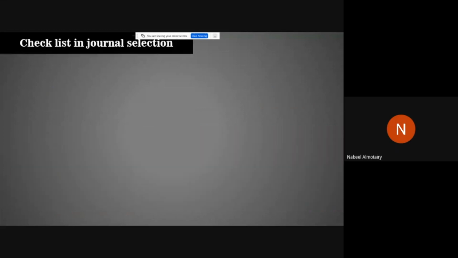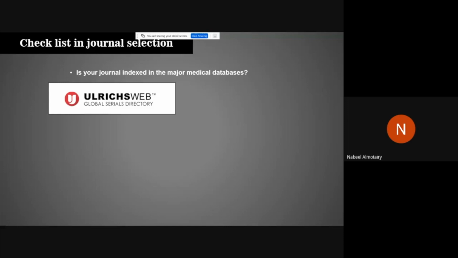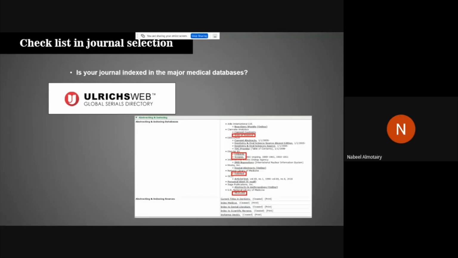If you are not satisfied, but you have selected your journal, you could check if the journal is indexed in major databases. I think the best website that you could use to check the indexing for a journal is called OryxWebs. In this website, you could search the journal name, and it will give you the exact indexing for each journal.